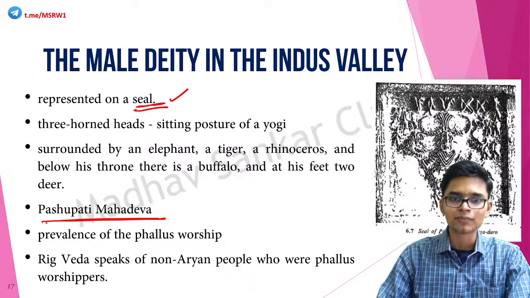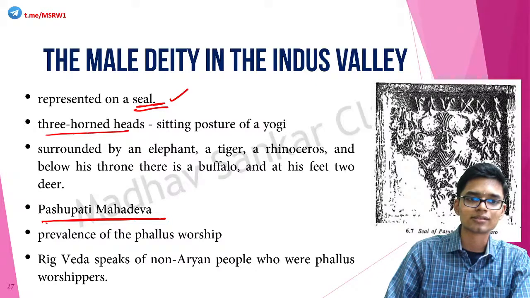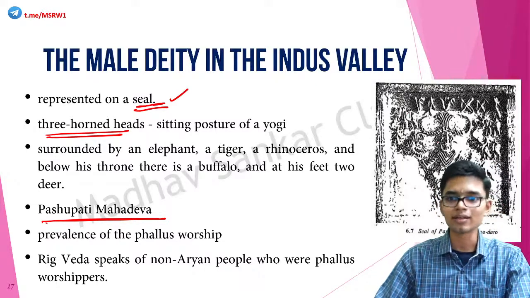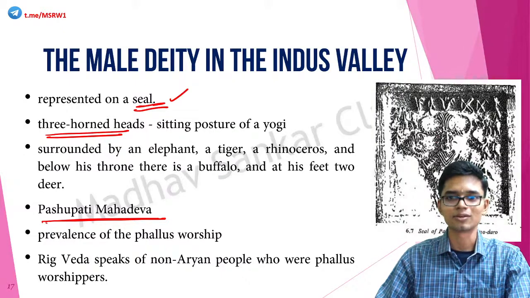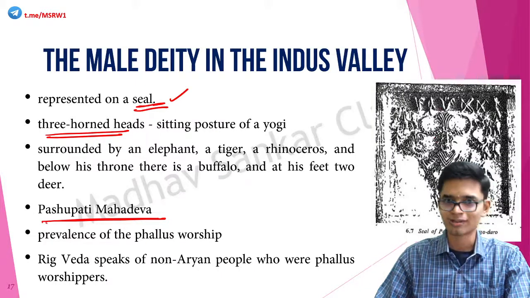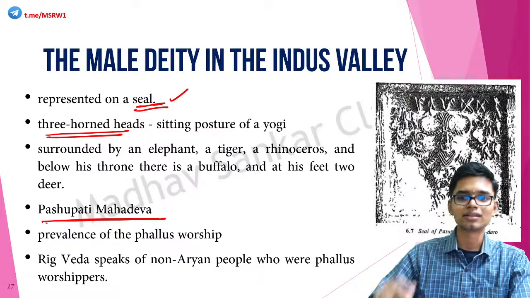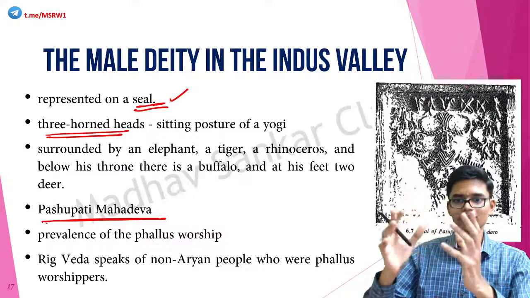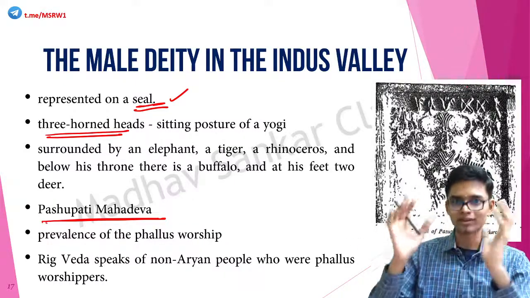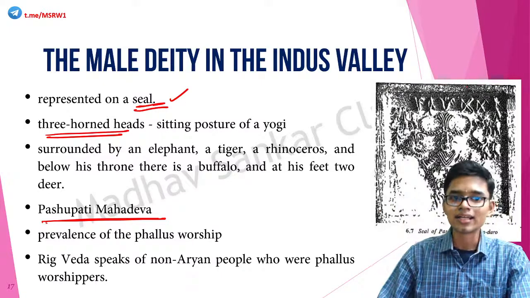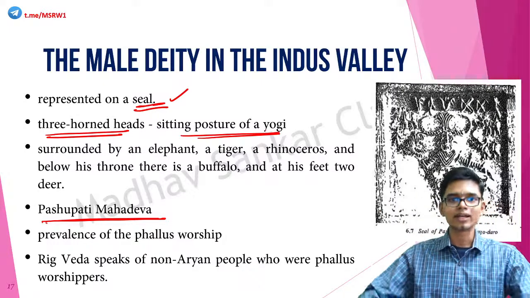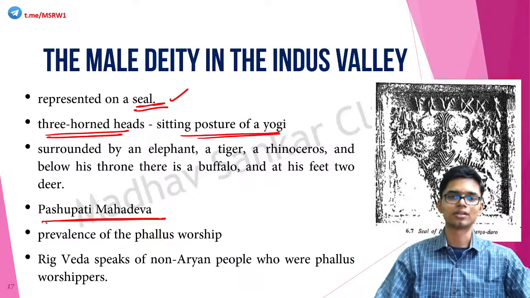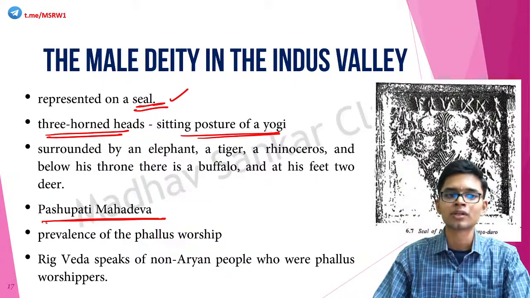In this seal, we see a three-horned headed figure. This figure is not that clear. This has been taken from your old NCERT, that's why it's not so clear. Please Google it for a better image. So this figure is actually a person having three horned heads, sitting in a yogic posture, a cross-legged position in a very saintly fashion.